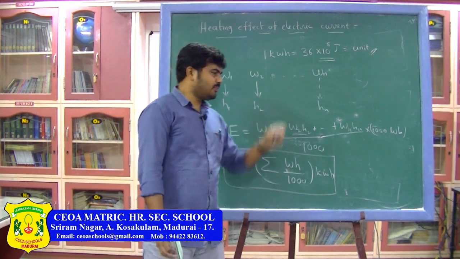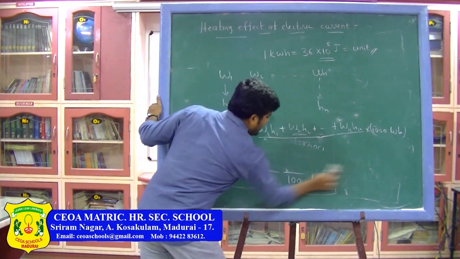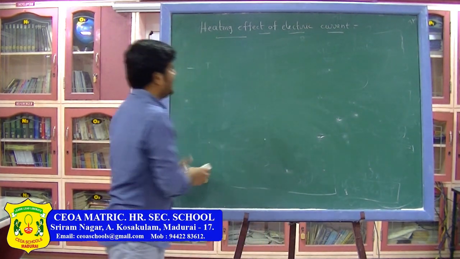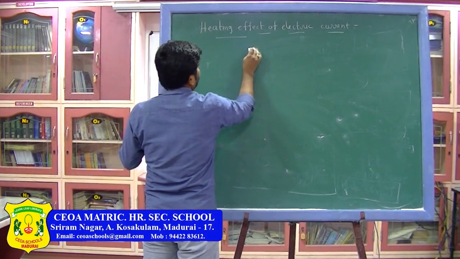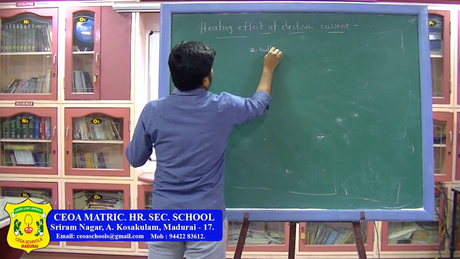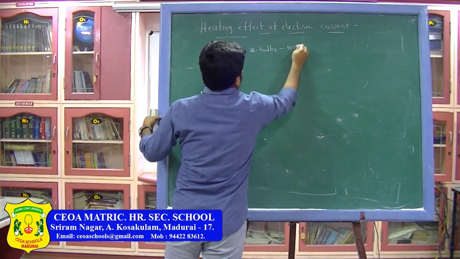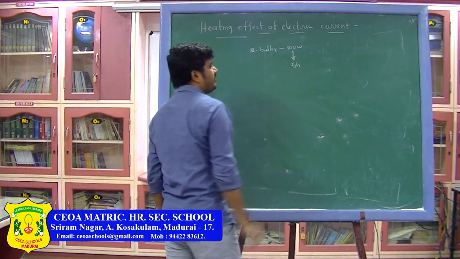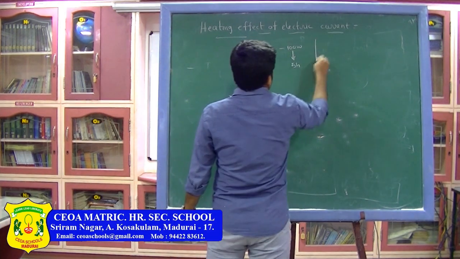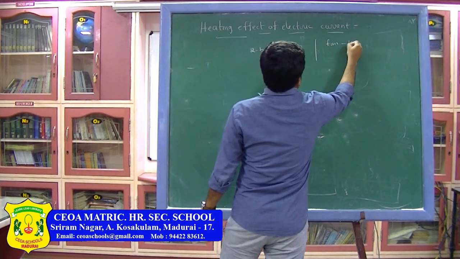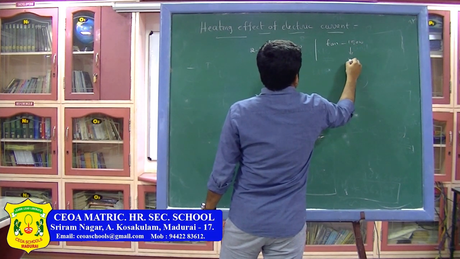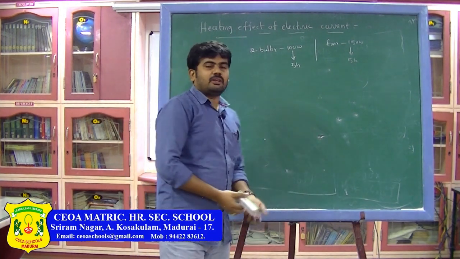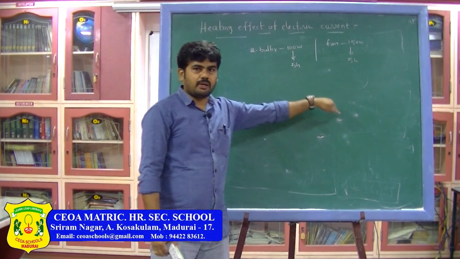Now let us discuss one example problem, a simple example. Suppose in a house there are two bulbs with a wattage of 100 watts each, which are used 5 hours in a day, and there is a fan of 150 watts which is used for 5 hours in a day, for example. Now what is the number of units in a day, and what is the number of units in a month? Let us calculate it.